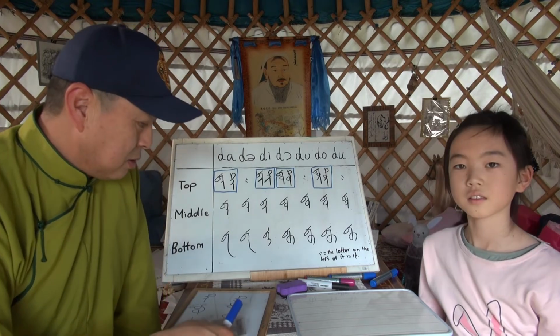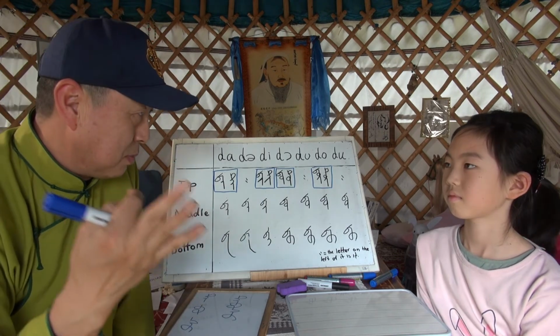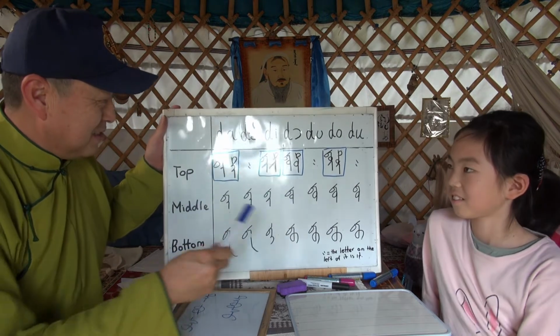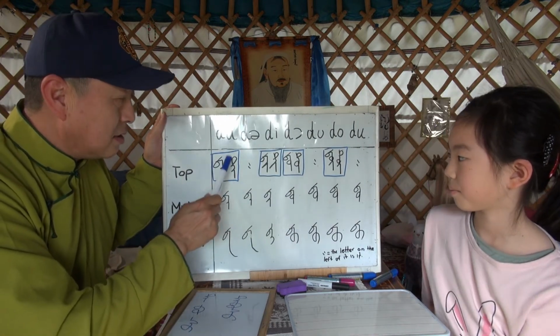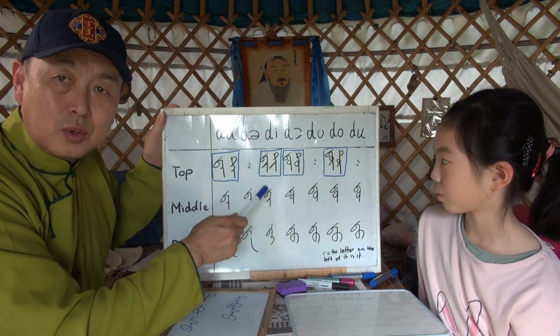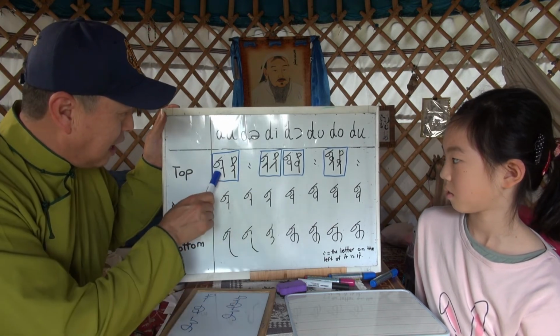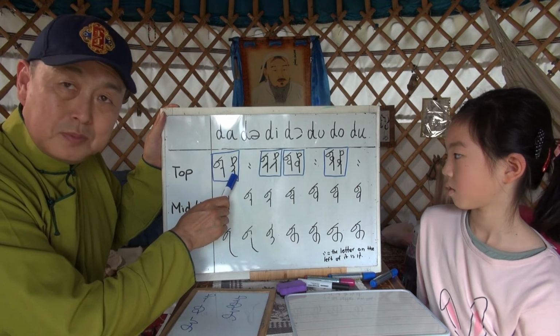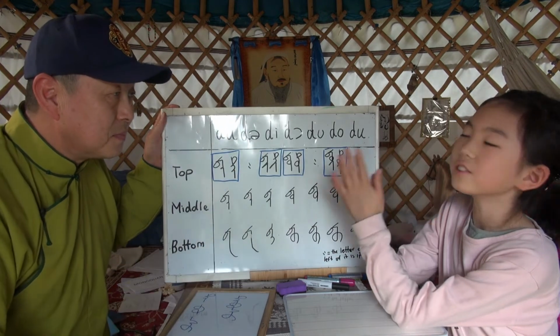So today, the most important thing is two things, okay? First, three things maybe. First, learn this pronunciation correctly: da, da, di, do, do, do. Then, most importantly, notice da has two shapes at the top, okay?